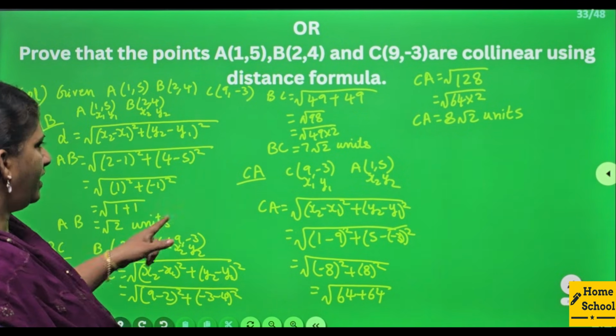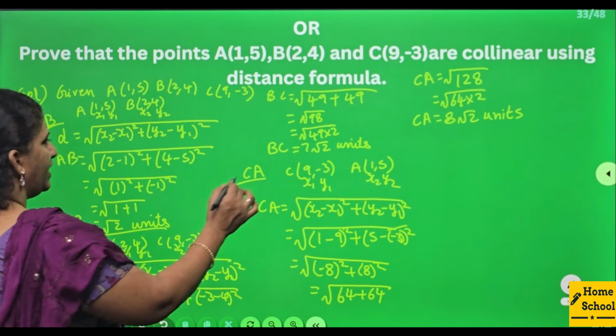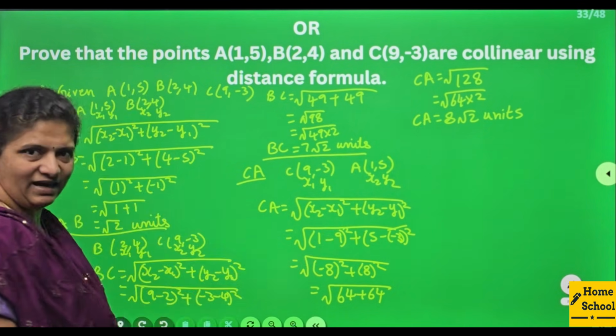Observe AB, BC, CA. If you add AB plus BC, you will get CA. Check it out.